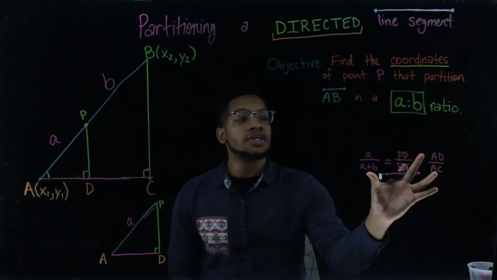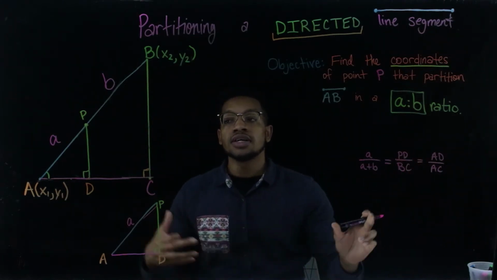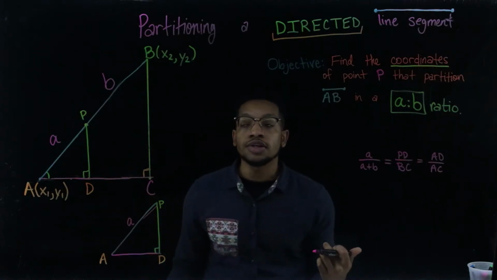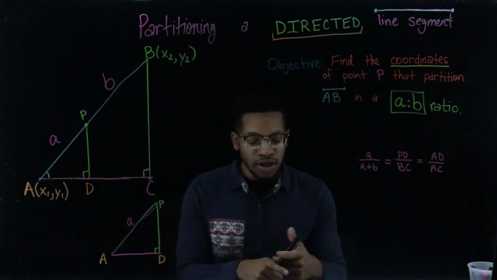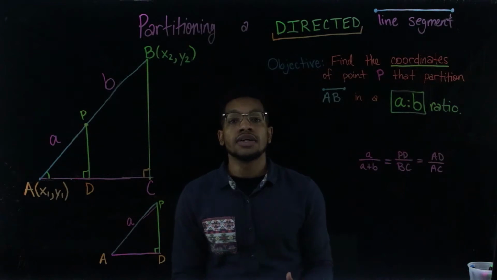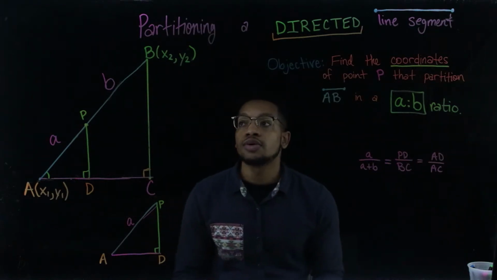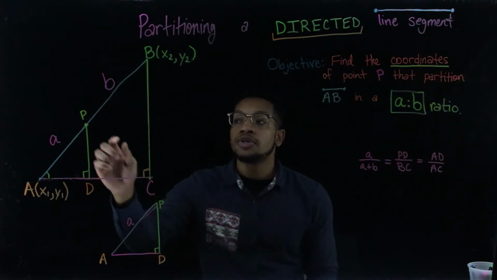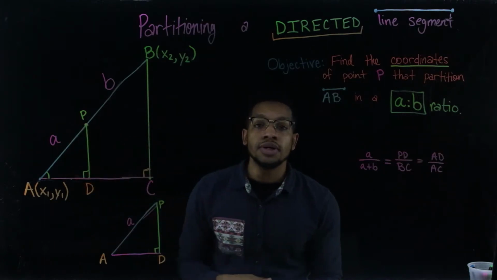And the reason I know this relationship is true is because these two triangles are similar. That's what it means for triangles to be similar: all of their corresponding sides are proportional. And so that's going to come in handy when trying to figure out the coordinates of this point P.